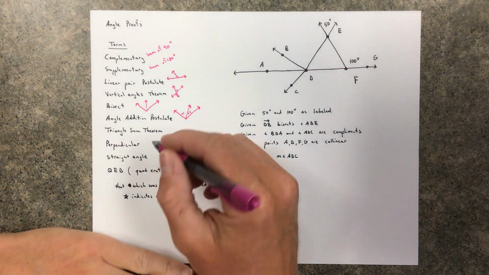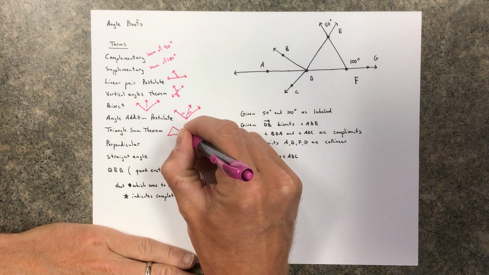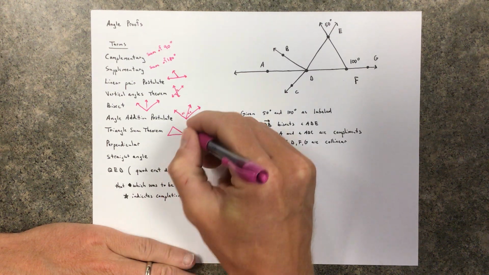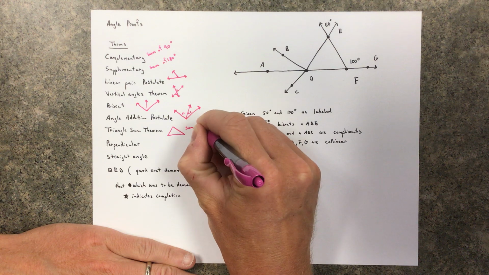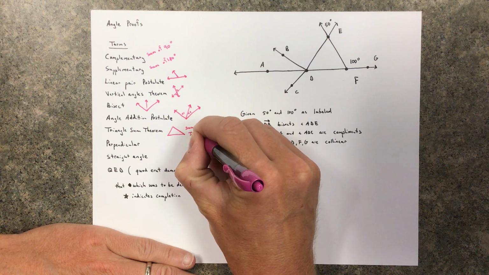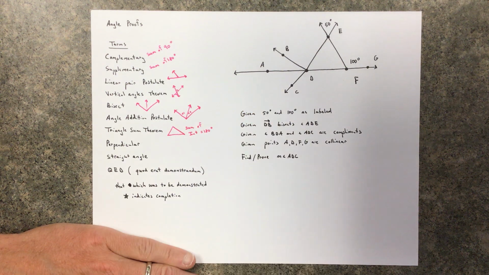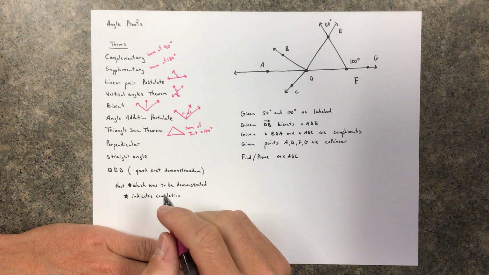The triangle sum theorem says that if you take any triangle, angle 1 plus angle 2 plus angle 3 equals 180 degrees. So the sum of interior angles for a triangle is always 180 degrees, no matter if it's an acute triangle like this or an obtuse triangle, it doesn't matter.